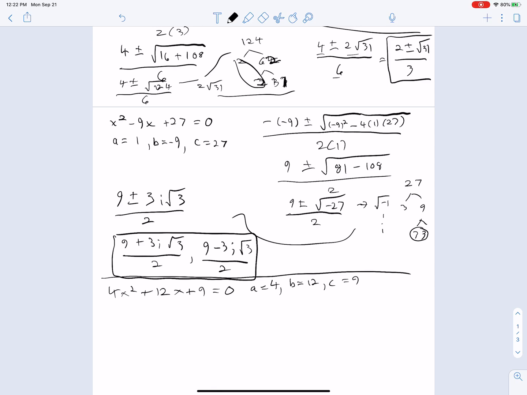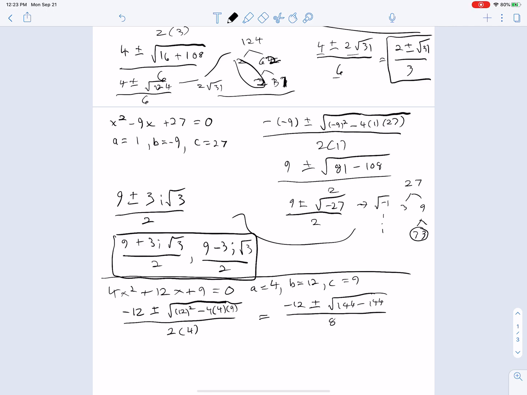So we have negative b, so that's now going to be a negative 12, plus or minus the square root of b squared, minus 4 times a, which is 4, times c, which is 9, all over 2 times 4. So we can simplify all this. That leaves us with negative 12 plus or minus the square root of 144 minus 144 all over 8. So that we can simplify as the square root of 0, which we know is 0.